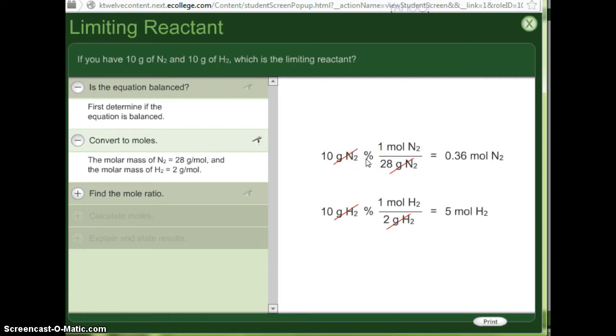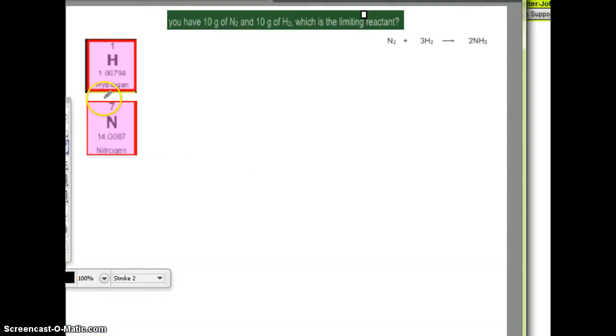I don't know why there's a percent sign here. I'm guessing it was just a weird typo. It should be a multiplication sign. So they said 10 grams divided by 28 is 0.36 moles of dinitride, and 10 grams divided by 2 is 5 moles of dihydride. Okay, so again, let's go ahead and see how they got that.